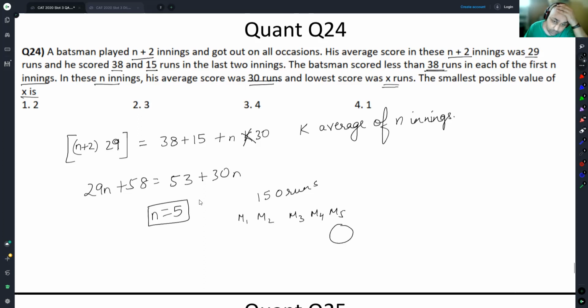If you want to minimize the score in match 5, when you know their sum is 150, of course you're trying to maximize the score in the other 4 matches. And we know that in every inning, runs scored were less than 38, so put 37, 37, 37, and 37 down. So far, 148 runs have been scored. So in match 5, the minimum run scored will be 2. Therefore, the answer is option 1, 2. Yes.